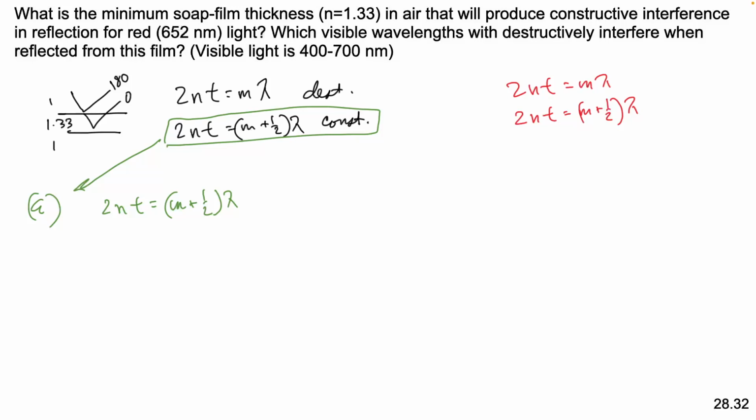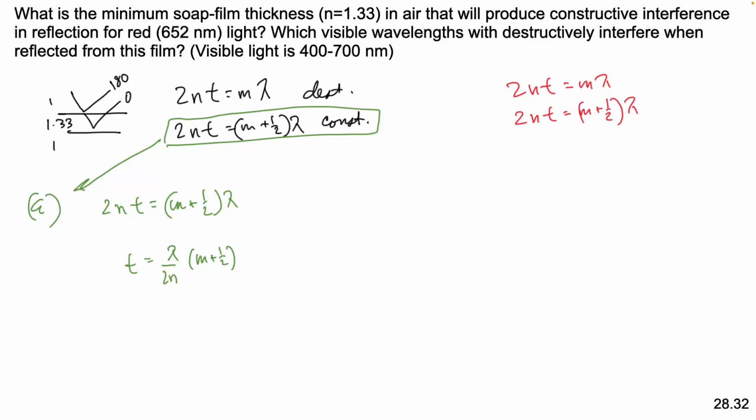Okay, so if I solve this for thickness, I just come over here and it's lambda over 2n times m plus 1/2. That means that this thickness can come in multiple values. Kind of the whole point, right? As long as it's a half integer multiple of this, I can get the kind of interference that I want.